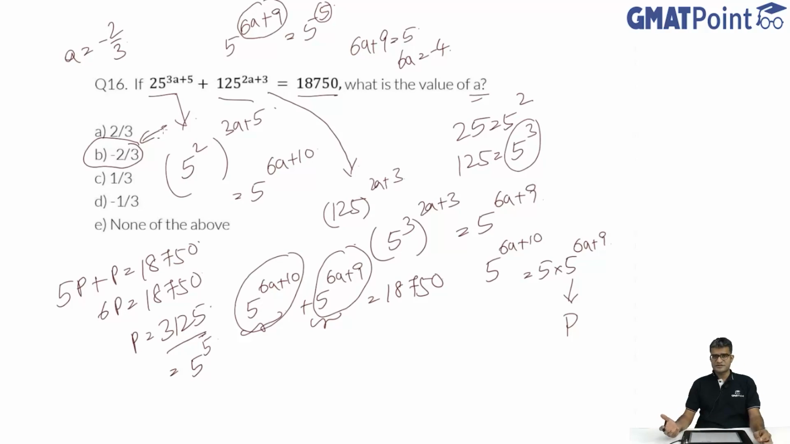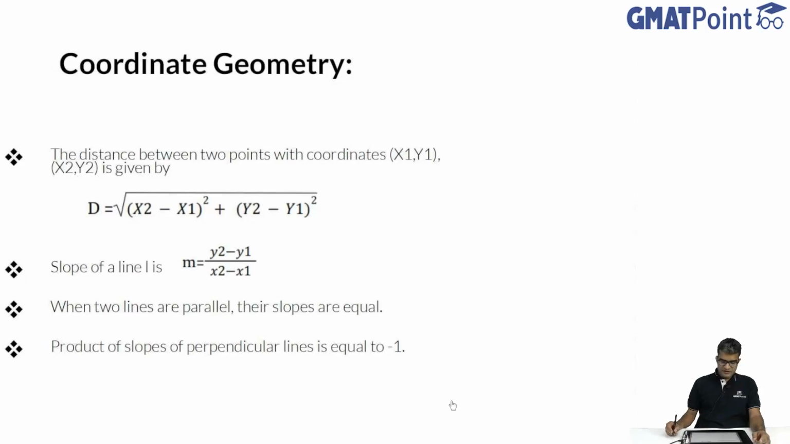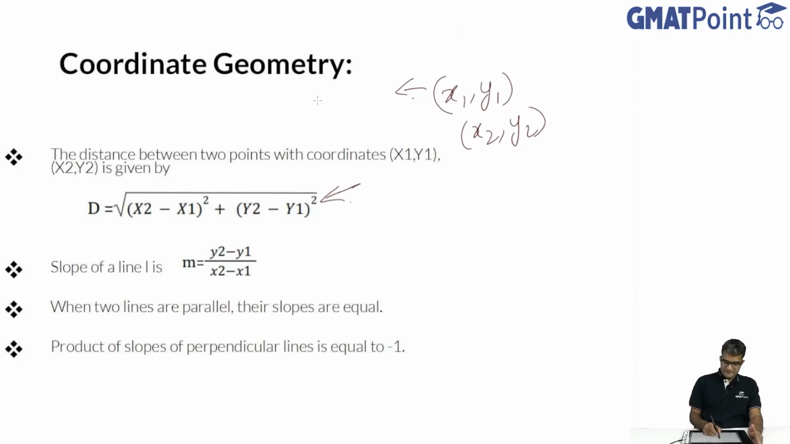Let us look at the next concept, which involves coordinate geometry. In this concept, if you are given 2 points, x1, y1 and x2, y2, the distance between them is given by the formula square root of x2 minus x1 whole square plus y2 minus y1 whole square. That is, if you are given a point which is say 1, 8, and another point which is say 4, 4.